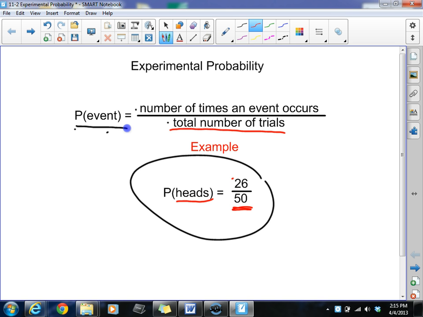Now, I would actually go ahead and reduce that. Okay, so you divide both sides by 2, and you'd get 13 25ths. So we would say the probability for heads would be 13 25ths. Okay, that's the probability of this event. So that's the example. Number of times an event occurs over the number of trials.